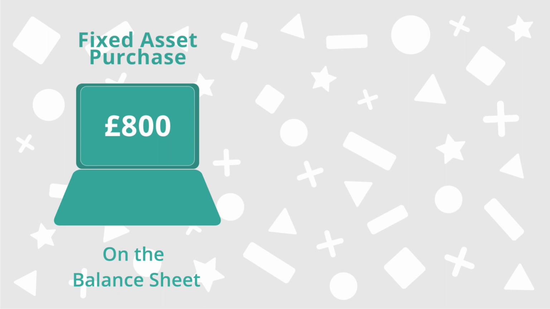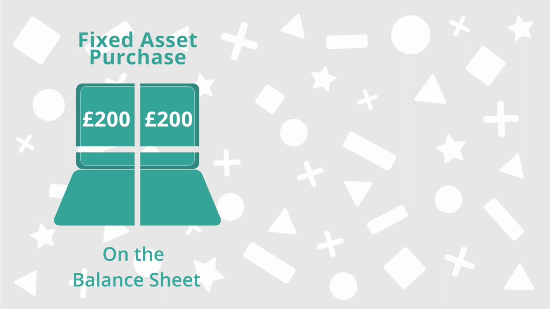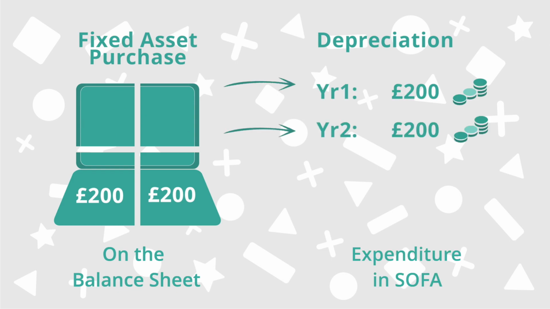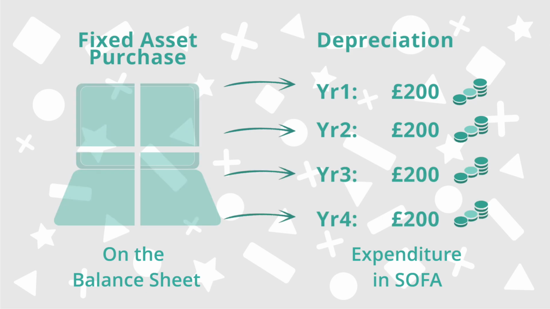For example, a laptop purchased for £800 might be depreciated over a 4-year period. Typically, depreciation happens in a linear fashion, over a set number of years as set out in your organisation's depreciation policy. In this example, the value of the fixed asset would reduce by £200 each year, with £200 worth of the £800 purchase cost being allocated as expenditure to each financial year.